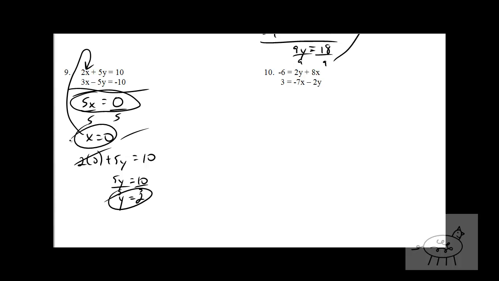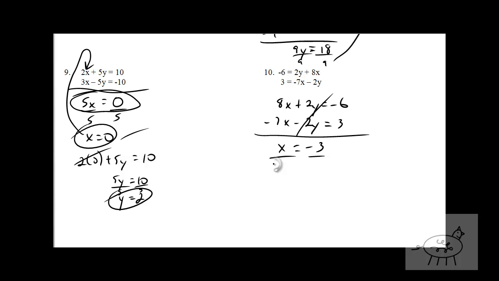Alright. Okay, so the next one, again, I'm going to get everything in order. Notice my x's and y's are messed up here and they're on the wrong side. So I'm going to write it as 8x plus 2y equals negative 6, and negative 7x minus 2y equals 3. Okay, now it's all lined up, and 8x minus 7x is 1x. The y's cancel, so 1x equals negative 3. So x equals negative 3.